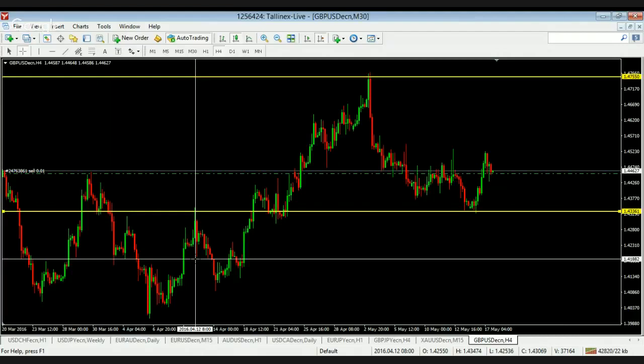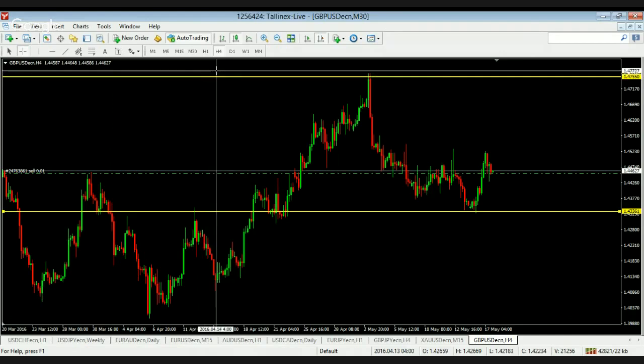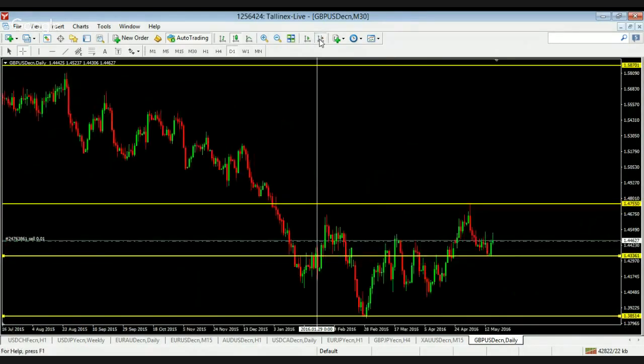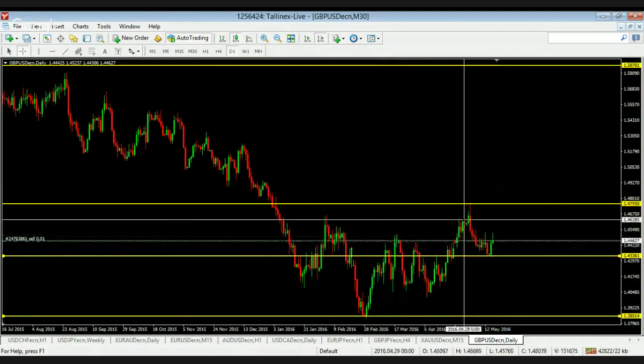On the lower time frames, obviously, it'll happen a lot faster. But me and Shavar will trade off higher time frames, and we're trying to catch those big moves. Like right here.